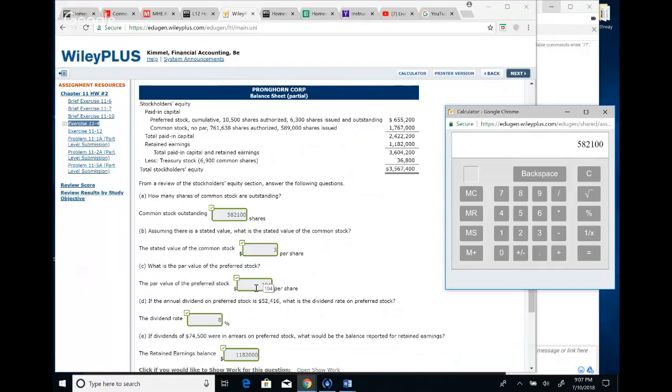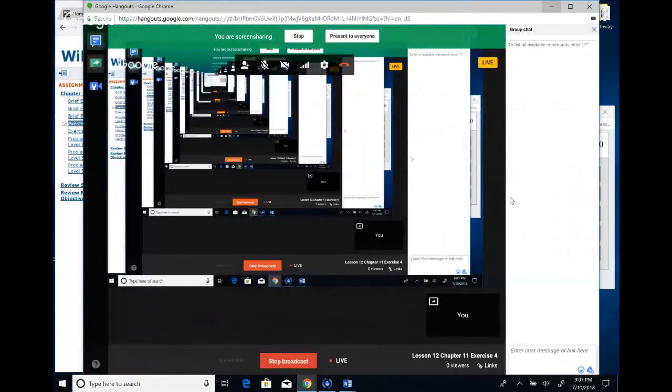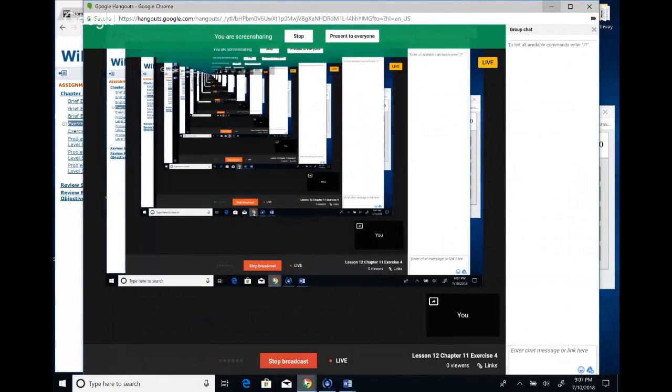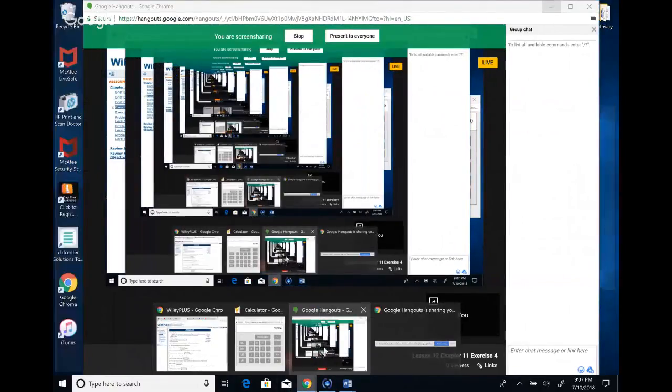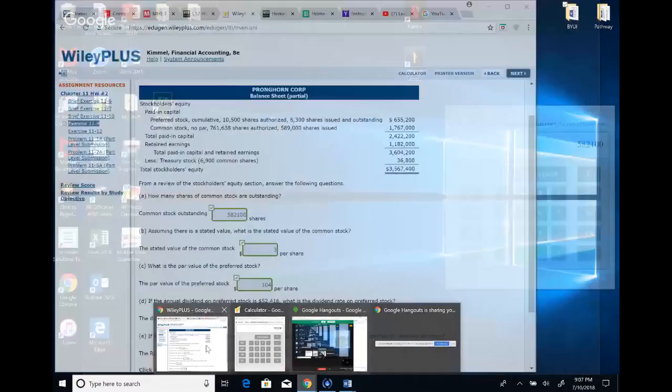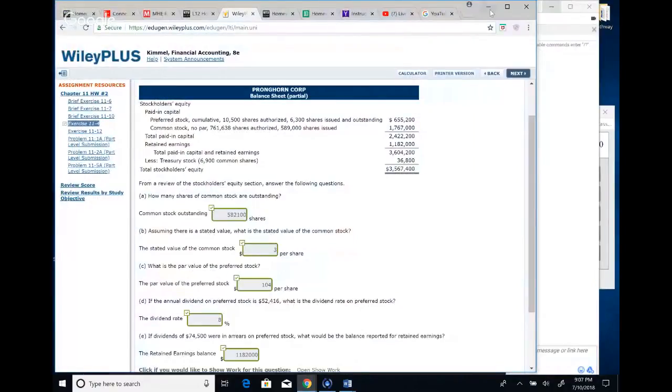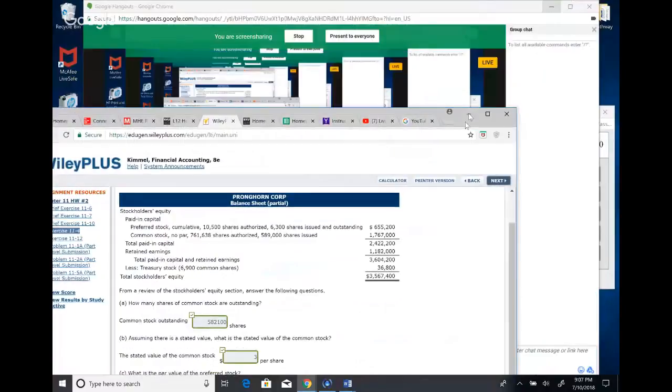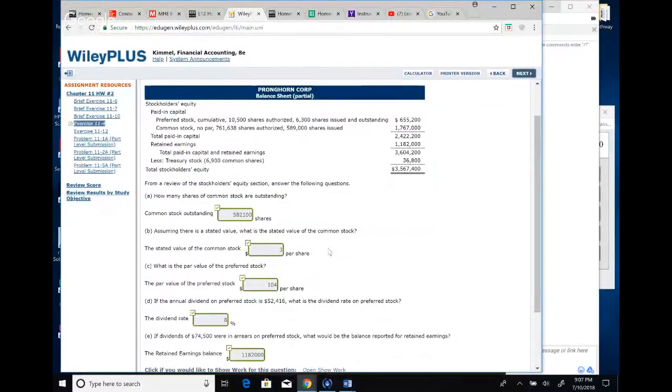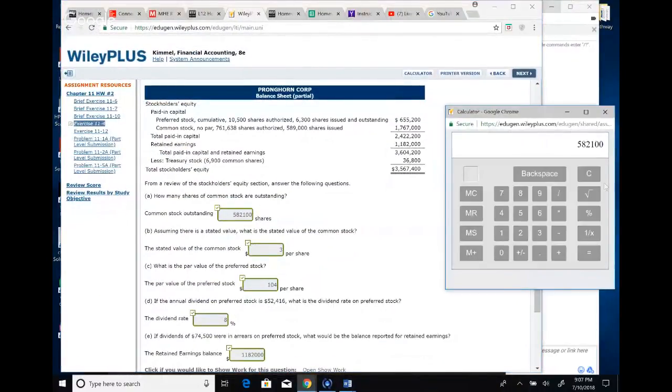Part C asks what the par value of the preferred stock is. The par value of the preferred stock. Okay, I hope that's working. So we're going to go ahead and double check that again. All right, like I said, I'm not trying to freak anybody out. They've changed Google Hangouts since the last time I used it.